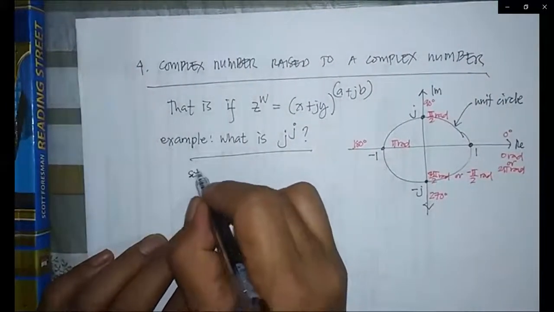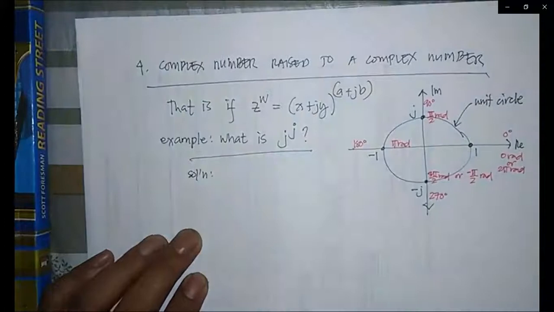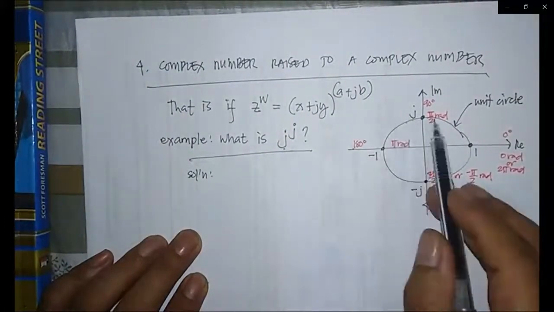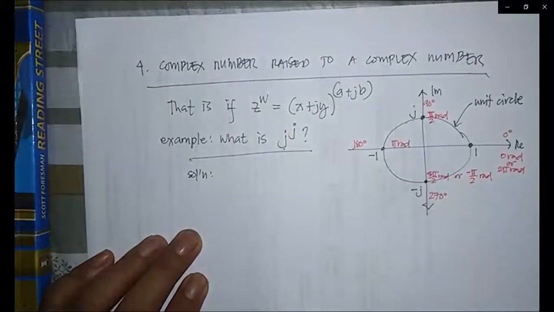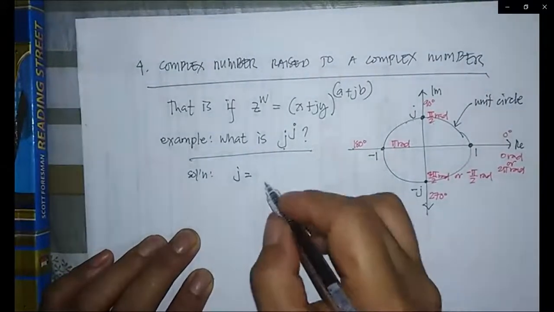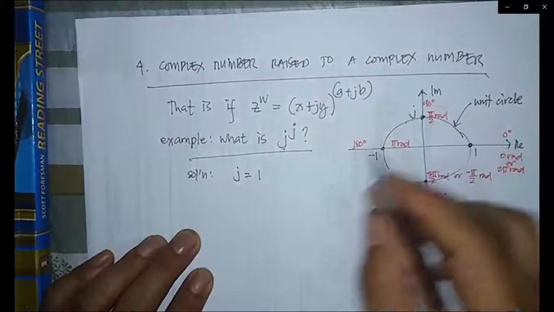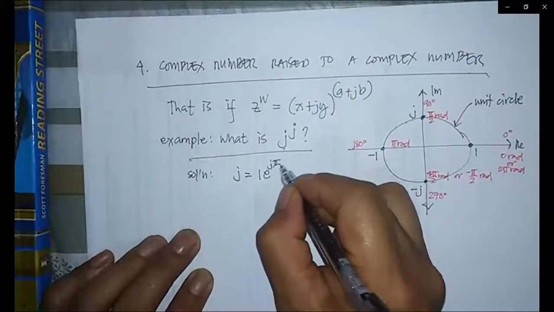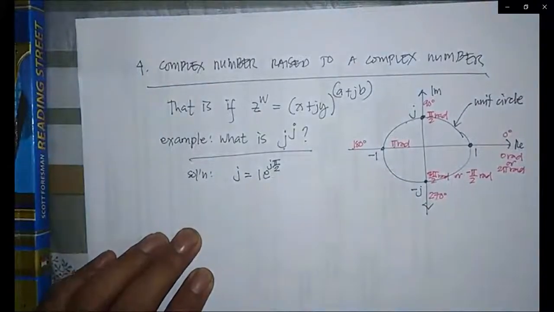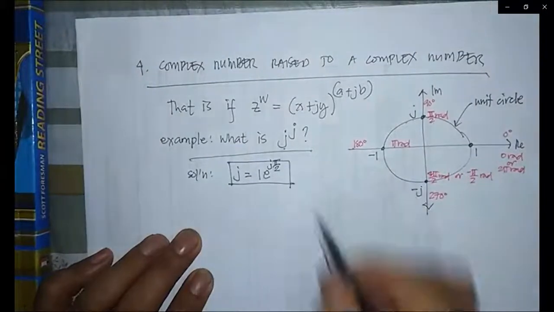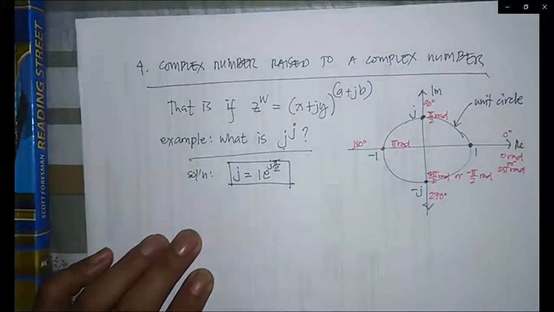Okay, let's evaluate what is j to the power of j. Take note, j here can be changed to another form, which is equivalent to 1 at magnitude, angle e raised to j of pi over 2. That's how you write j, from the rectangular form to its equivalent exponential form.